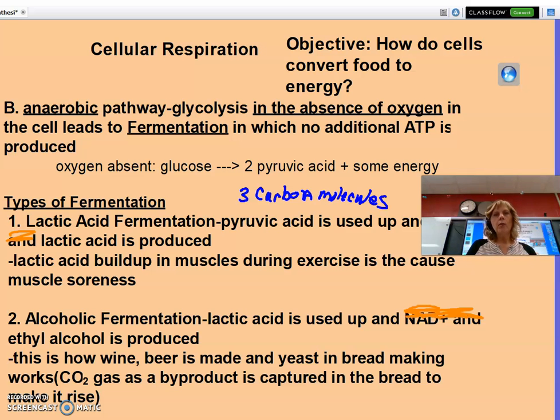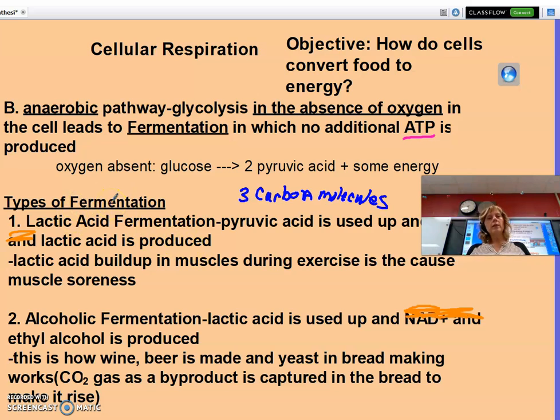So let's take a moment to talk about what happens when there's not oxygen present. This goes into something called the anaerobic pathway. We still go through glycolysis. We still split that glucose molecule. In the absence of oxygen, in the cell, it leads to fermentation in which no additional ATP is produced.